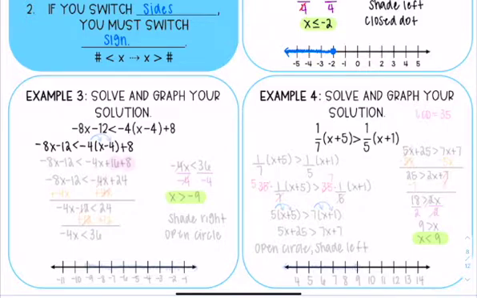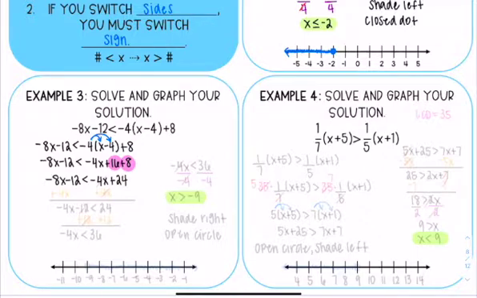Well, the first thing that we want to do is distribute this -4 to both pieces so we can get rid of the parentheses. So we've got -8x minus 12 is less than -4x plus 16 plus 8. Well, we've got some like terms I can add together on the right-hand side. So -8x minus 12 is less than -4x plus 24.